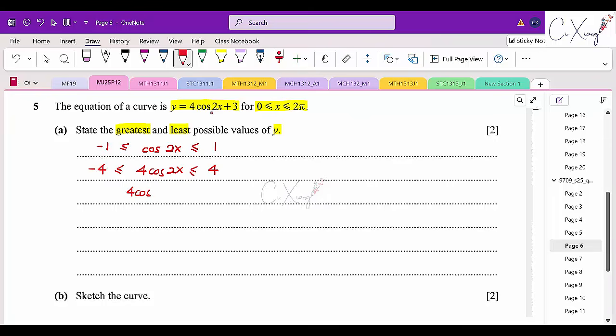Then next step, I have to add a 3 to make it become the y. So all the inequality values, you have to plus 3. -4 plus 3, you get -1. And 4 plus 3, you get 7. And you can see that this is the y. So basically, y is bounded between -1 until 7. So I will just rewrite again. The least value for y will be equal to -1, and also the greatest value equals 7.